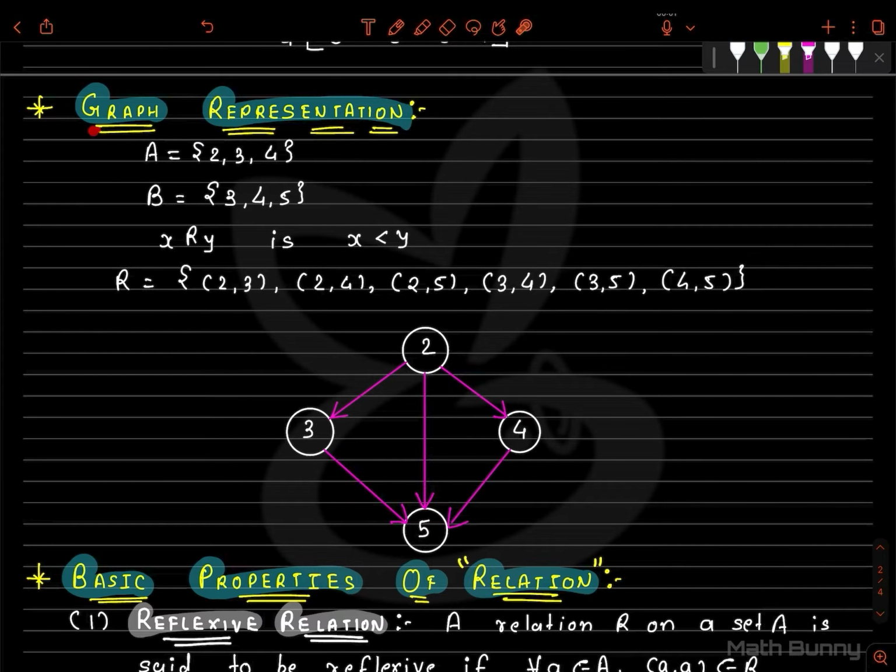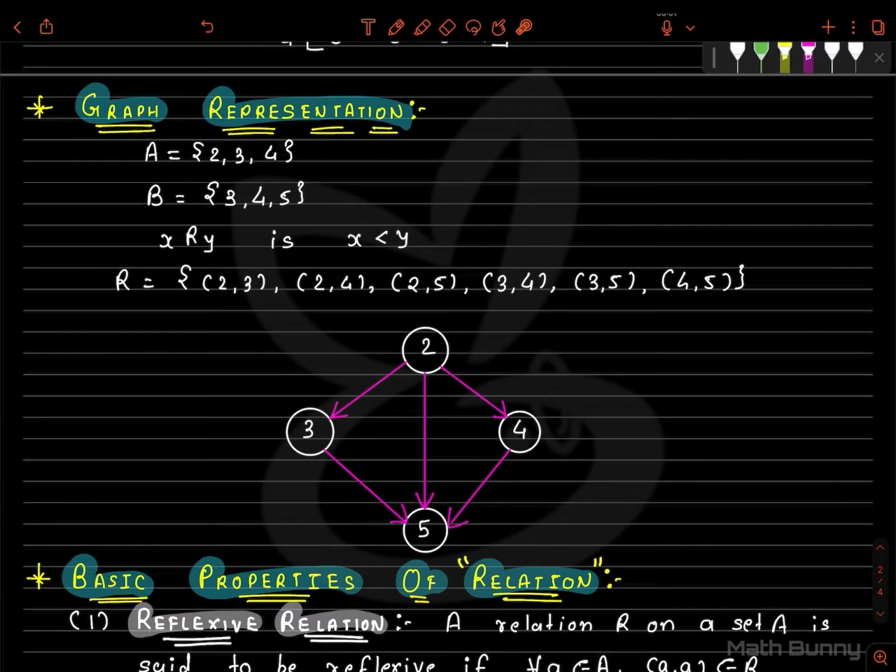The next topic is graph representation of a relation. Here, two sets A equals {2, 3, 4} and B equals {3, 4, 5} are given, and the relation is defined as x relates to y if x is less than y. So, the first element, which is x, will be less than the second element.